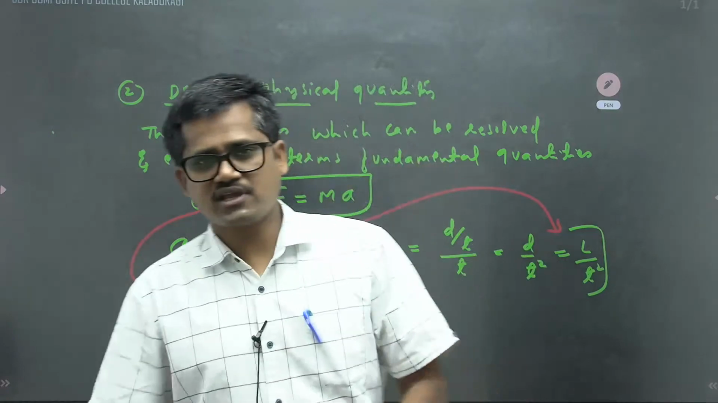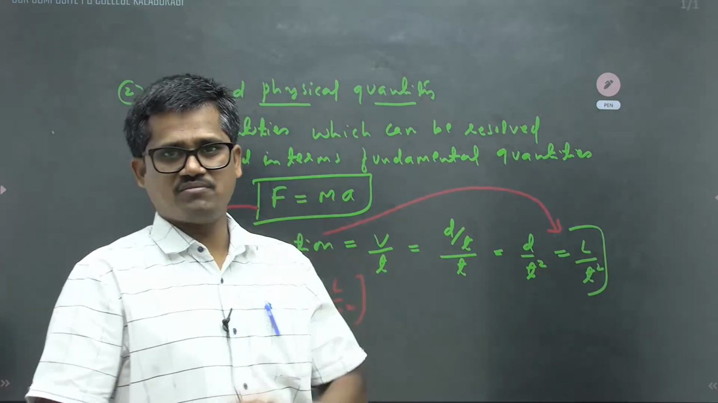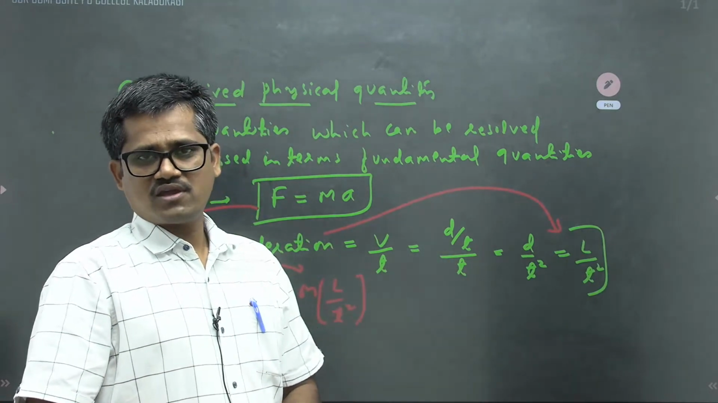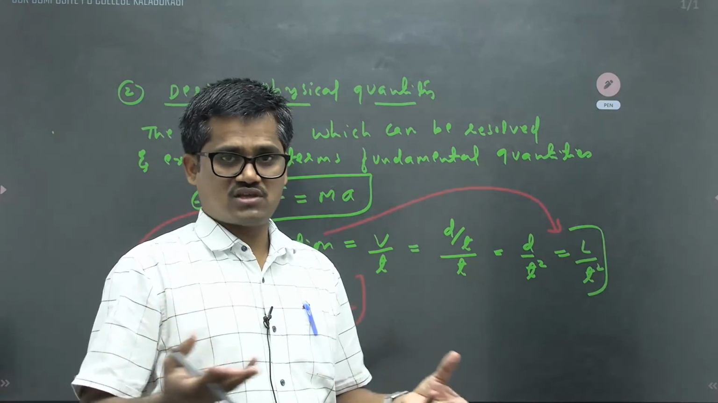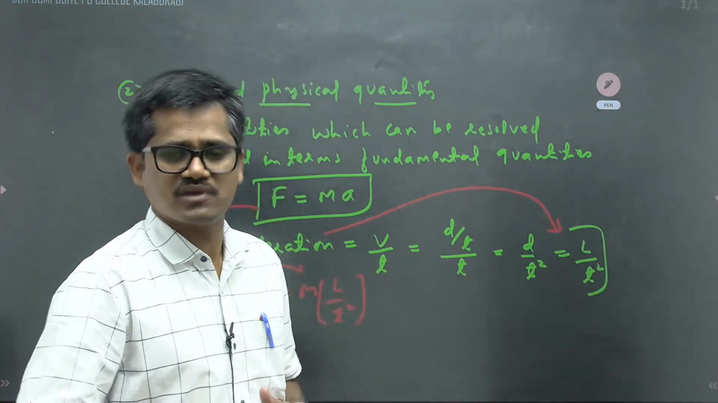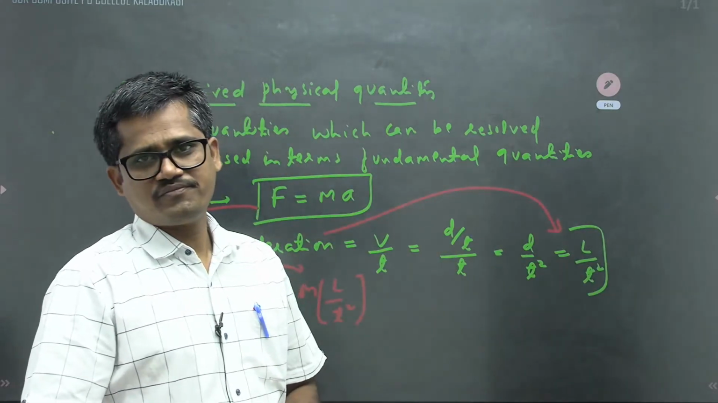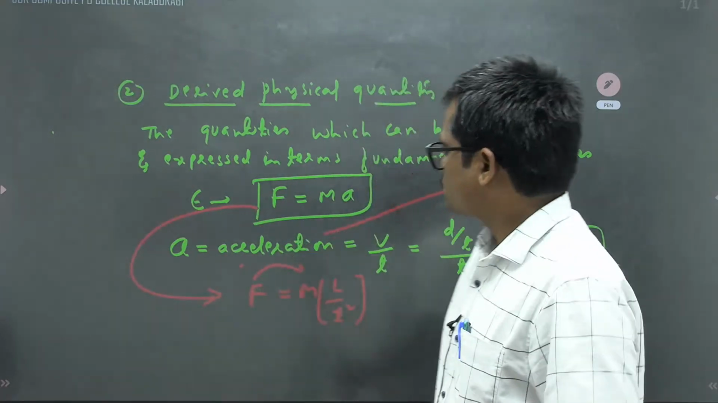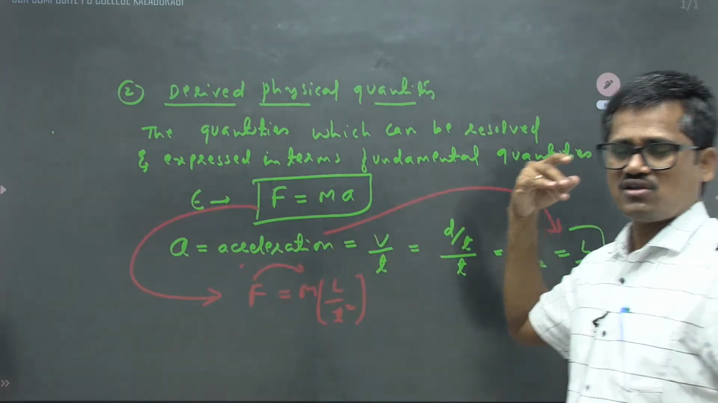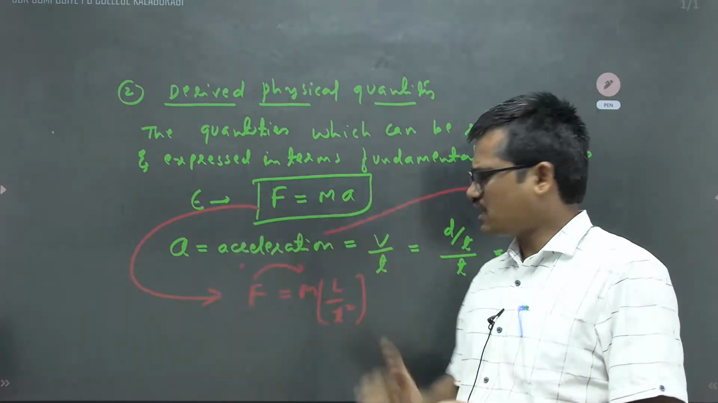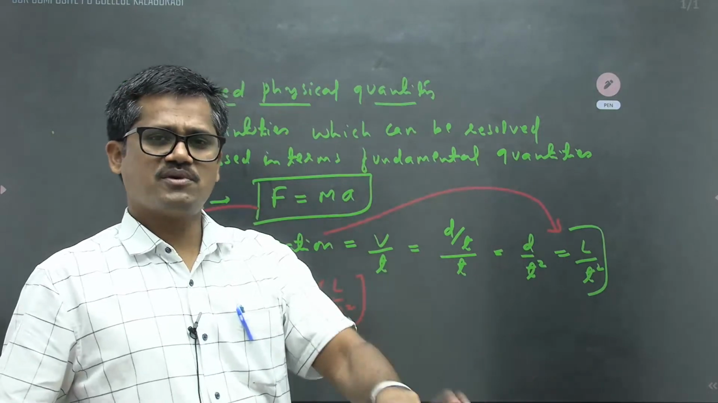One thing you remember, especially in mechanics: excluding mass, length, time, whatever physical quantity you find in mechanics, like momentum, force, or gravitational formulas like g is equal to capital G m by r square, many formulas we find in mechanics. They are called derived, excluding only mass, length, time. So what is a derived quantity? The quantities which can be resolved and expressed in terms of fundamental quantities: force, acceleration, momentum, whichever quantity you take other than mass, length, time, they are called derived.